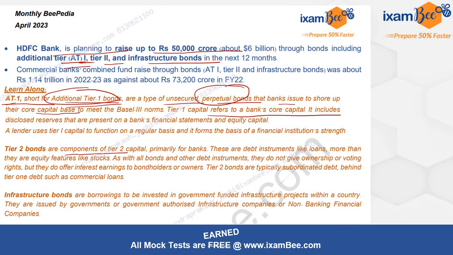Tier 2 bonds go to the Tier 2 capital of the bank. These are debt instruments like loans. Infrastructure bonds are simple to understand, but all these are explained in BPDA.